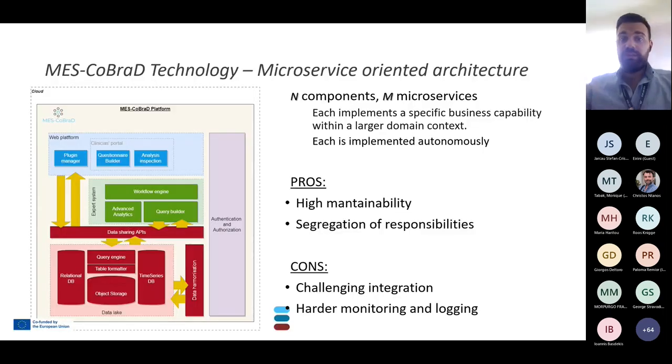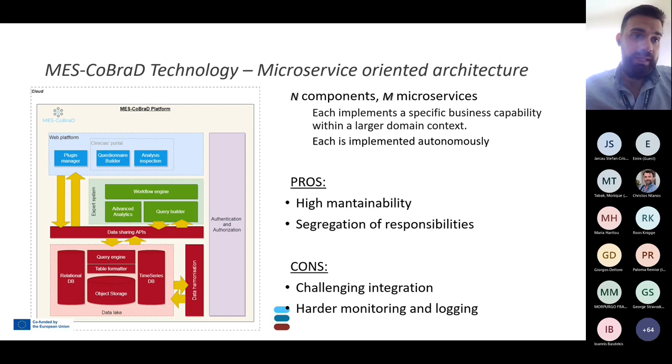Okay, perfect. So I was saying the integration between the components is very challenging many times because there is what is called a full mesh. This means that all the components are used to communicate with each other. And the communication, as I said, is very challenging. And also the monitoring and logging of the events of the processes in the platform is quite hard to manage.